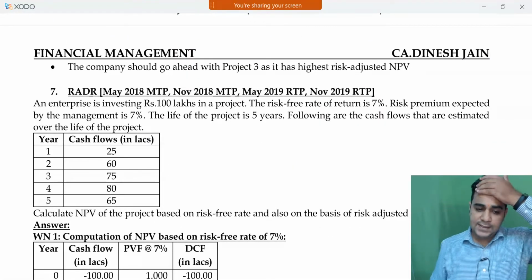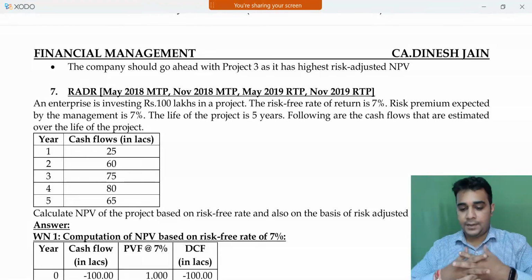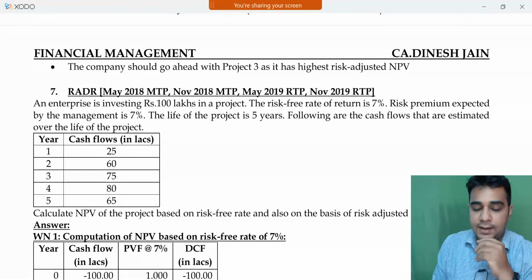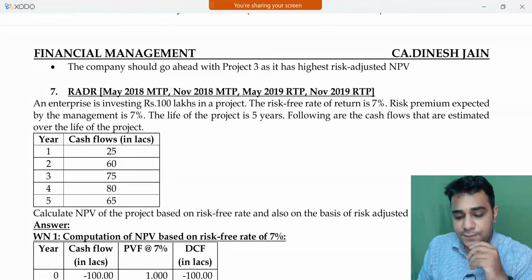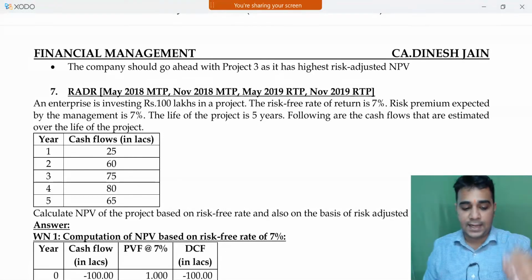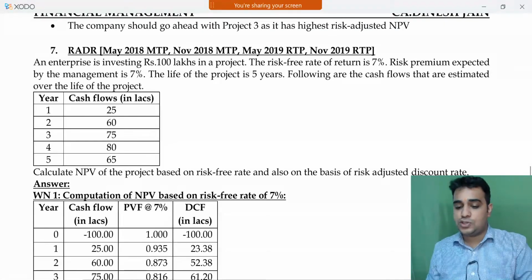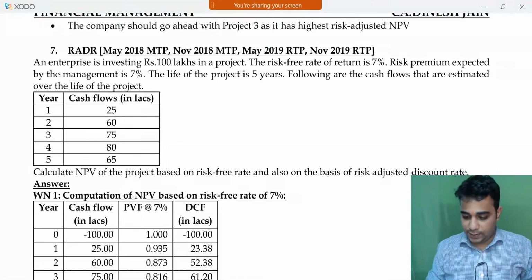Let's come to question 7. An enterprise is investing 100 lakhs in a project. Risk free rate of return is 7%. Risk premium expected by the project management is 7%. Life of the project, following are the cash flows. Calculate NPV based on risk free rate and also on the basis of risk adjusted discount rate. Go through the question.